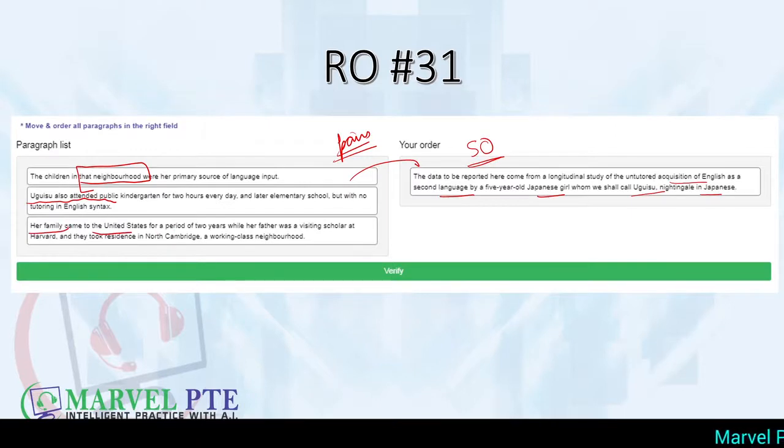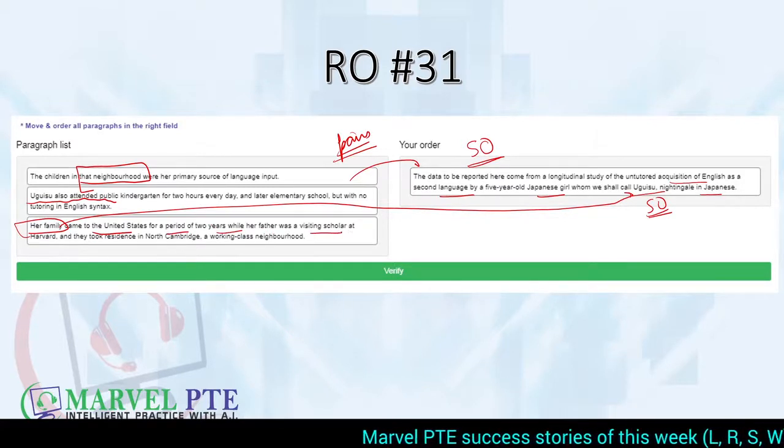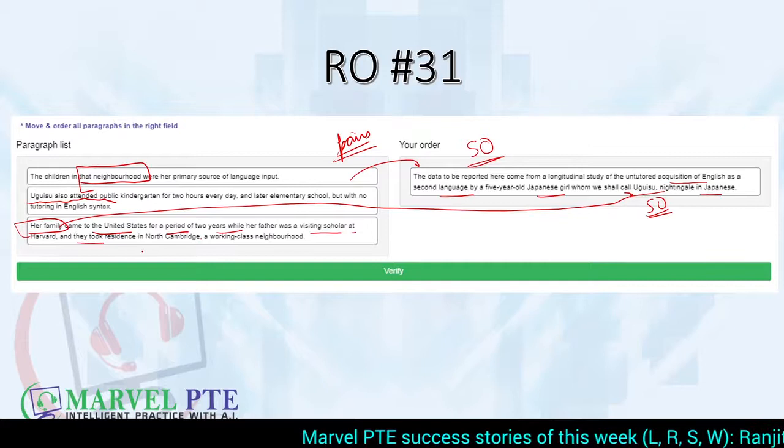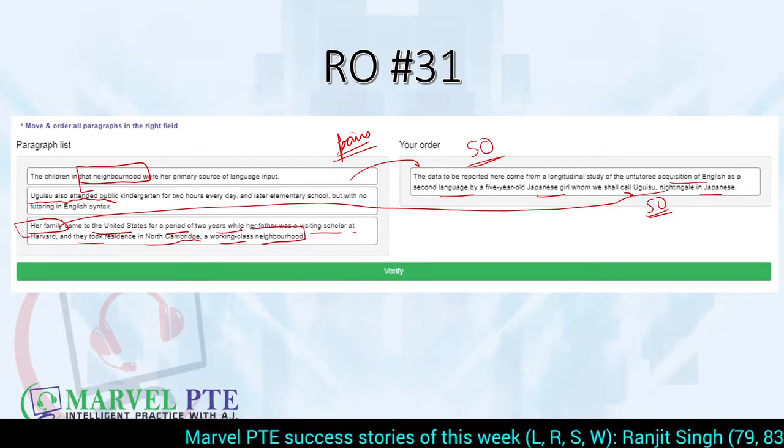अब her family pronoun यूज हो रहा है, उगिसु के लिए यूज हो रहा है. So depending upon our SO strategy, it will make sense. For her family came to United States for a period of 2 years while her father was a visiting scholar at Harvard, and they took residence in North Cambridge, a working class neighborhood.